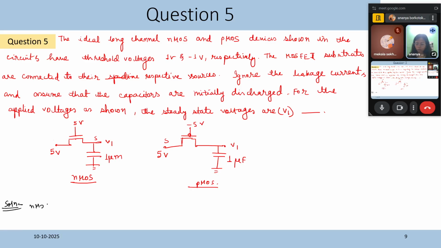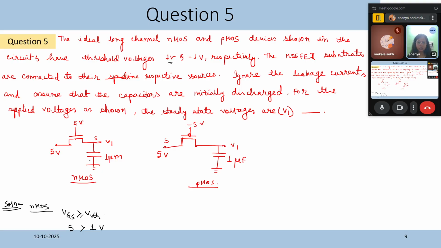Now for NMOS, initially this is discharged, that means this source is connected to this point, so this is 0 volt, right? So VGS, we have to see whether this is turned on or not. So is VGS greater than or equal to VTH or not? VGS is 5 minus 0, that means 5 volt, and it is greater than 1 volt, the threshold voltage. So this transistor is on. When the transistor becomes on, that means there is a flow of current from drain to source.